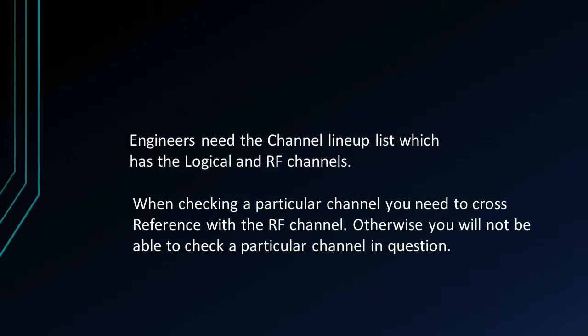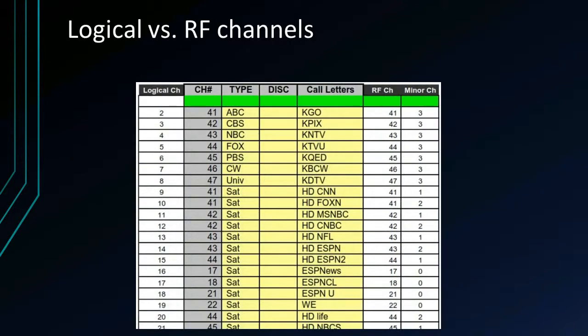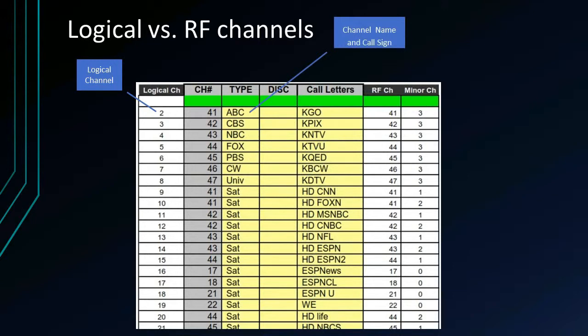Checking the guest rooms. Engineers need to have available the channel lineup which has the logical and the RF channels. When checking a particular channel, you need to cross-reference with the RF channel, otherwise you will not know which channels you are checking. This is the logical and RF channels list. As you can see in the columns the description of the logical channel, the name of the channel, and the RF channel. The RF channel is the one you will measure.